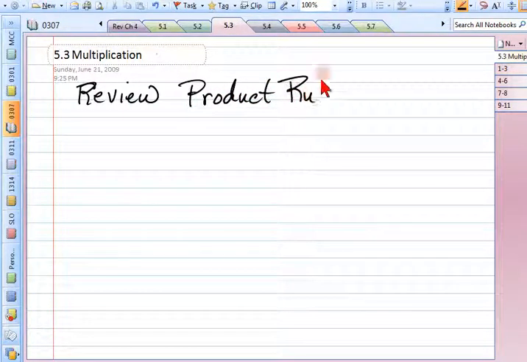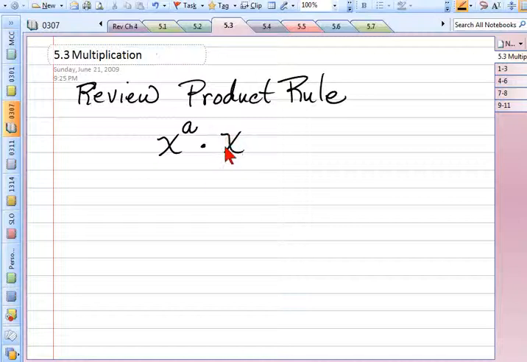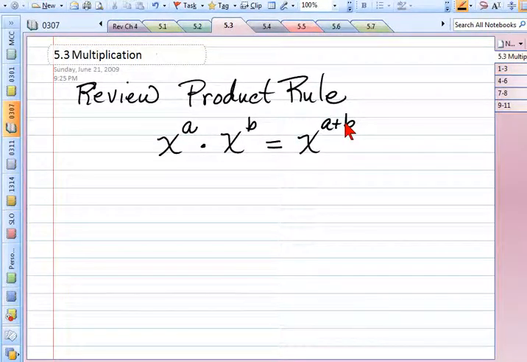We talked about the product rule when we went over section 5.1. The product rule said if you have some base to a power, so I have x to the a, and you multiply it by the same base to a power, what do you do with the exponents? You add them. This will be x to the a plus b. So what you have to remember is that when you're doing addition, the exponents have to be identical. But when you're doing multiplication, they do not. Okay? So I'm going to use this property.